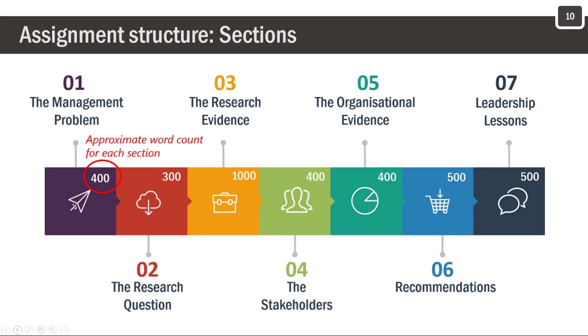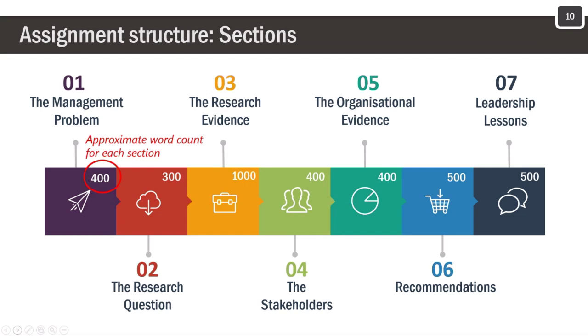And you'll need to explain how they're affected by the problem and how they may be affected by the proposed solutions. In section 5, organizational evidence, you will need to outline the organizational evidence that you would require to support decision making for the problem and explain how you could acquire this evidence. In section 6, recommendations, you'll need to present evidence-based recommendations for tackling the problem in the form of a formal email addressed to key internal stakeholders.